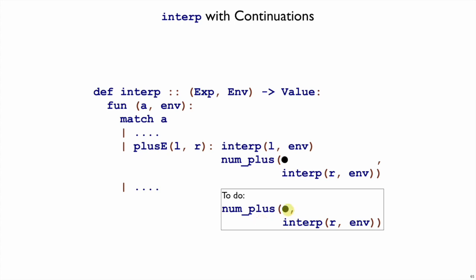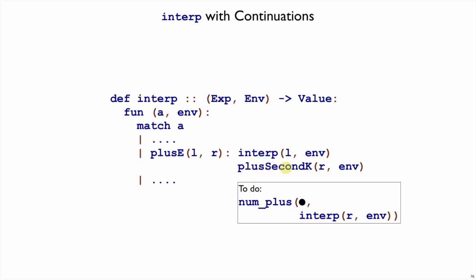We need to get a value back, then we need to interpret the right, then we need to add it together. But as we've said, the way we can represent that with our continuation data type is using a plus second k. So plus second k needs the expression to evaluate and the environment where it should be evaluated. And notice how those are the non-constant parts of the code that we used to have here. It's always num plus and it's always interp, but r and the environment change, and so that's why we put those in the continuation.